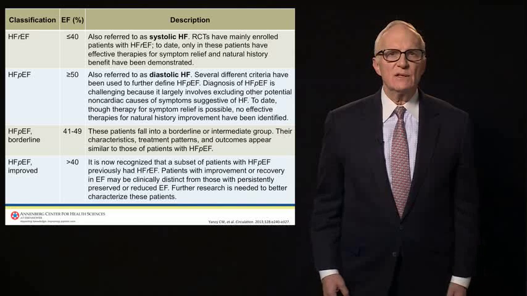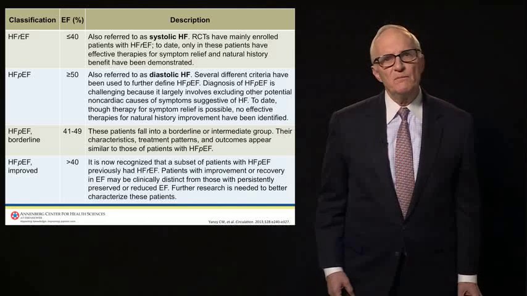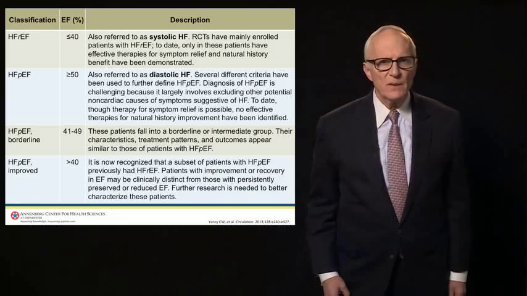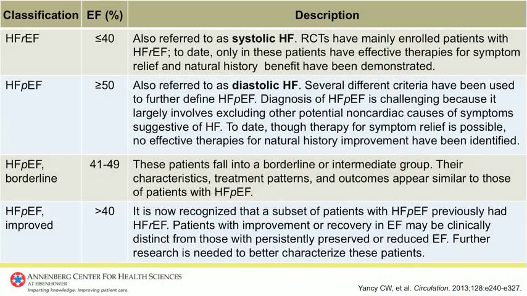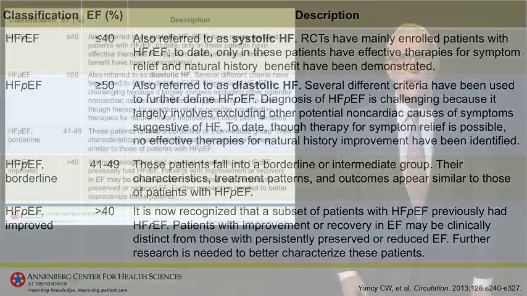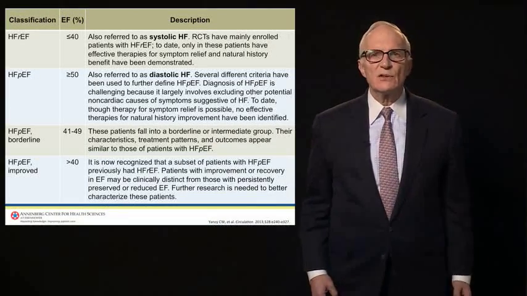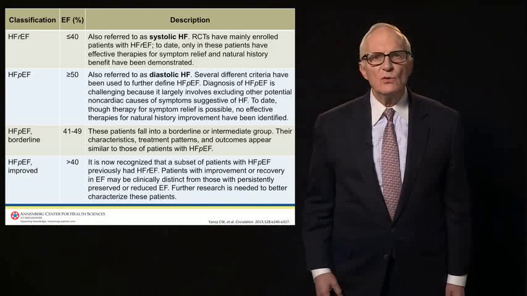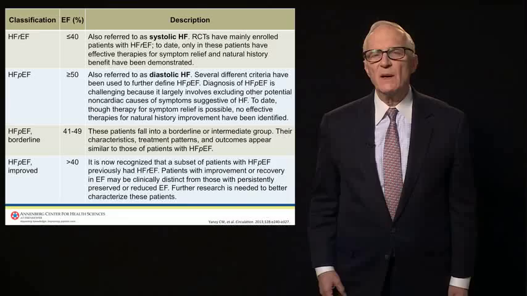In recent years, it's become clear that there's a sort of midway group, an in-between group, called HFpEF borderline, which includes patients whose ejection fraction exceeds the 40% limit for HFrEF and is lower than the 50% lower limit for HFpEF. These patients with ejection fractions 41 to 49 fall into a borderline intermediate group. Their characteristics, their treatment patterns, and their outcomes seem to be more similar to those of patients with HFpEF than of HFrEF.